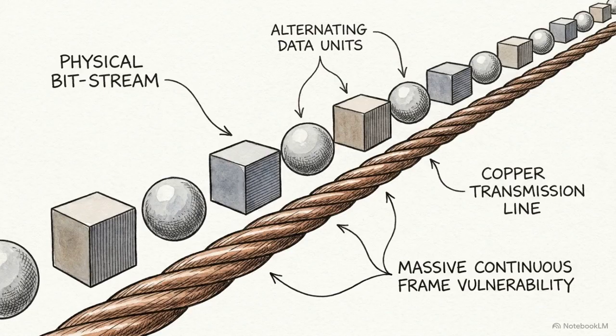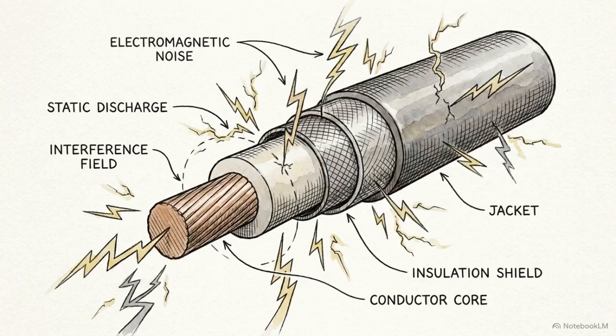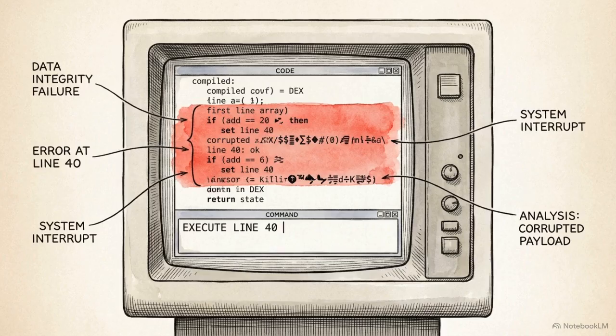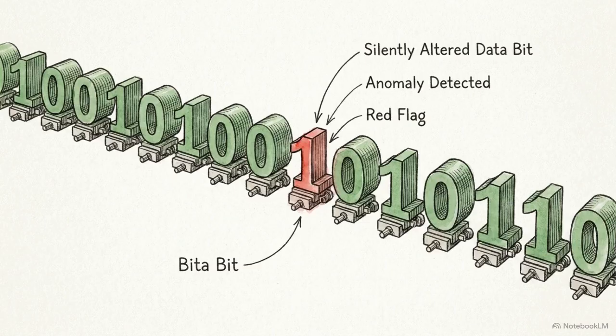However, as frames grow larger, they become more vulnerable. The physical environment is full of electromagnetic noise, and the longer a frame takes to travel across a wire, the higher the probability that a bit will flip during transit. A sudden voltage spike can cause a burst error, changing a 0 to a 1. Without a defense layer, the receiving computer would accept that corrupted data as accurate. Perfect timing efficiency means nothing if the underlying data is silently altered by the physical environment.